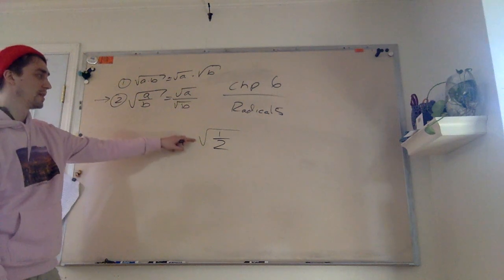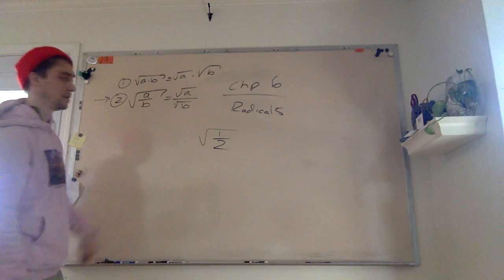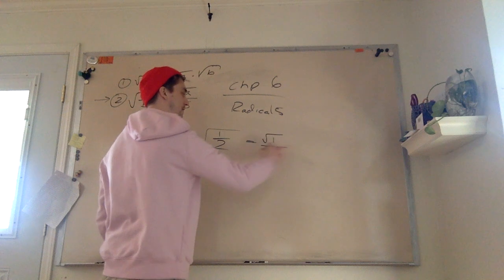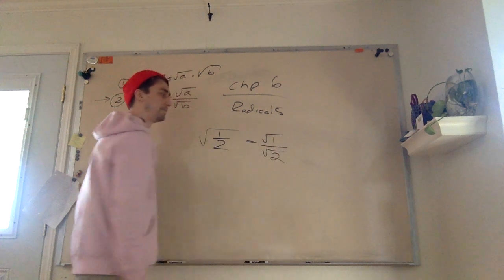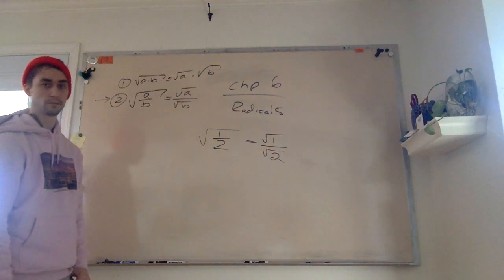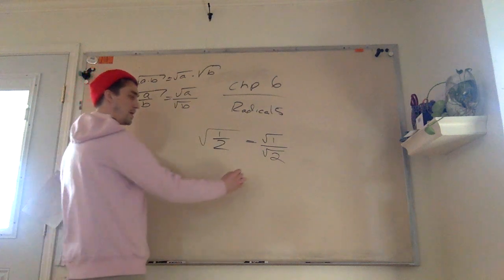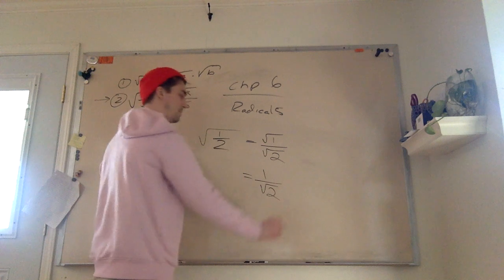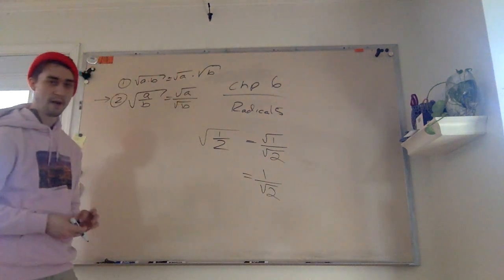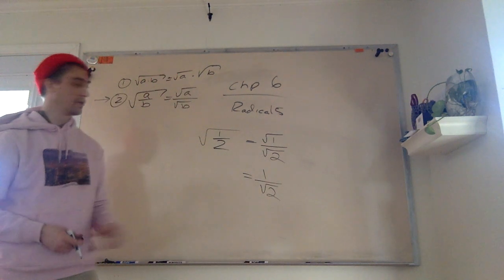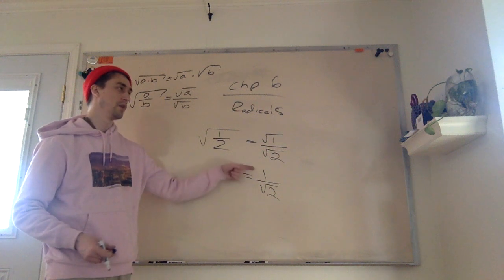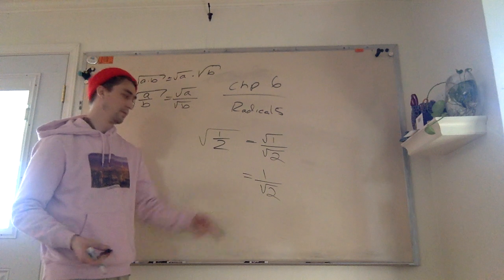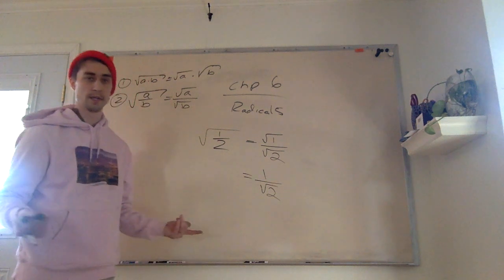So if you had a problem like this and it asks you to simplify, the first thing you should do is use property 2 to say, well, that's the square root of 1 divided by the square root of 2. The square root of 1 is the number 1. So there's where you're at. But now you have a radical in the denominator of a fraction, which is a problem. You have to rationalize the denominator.